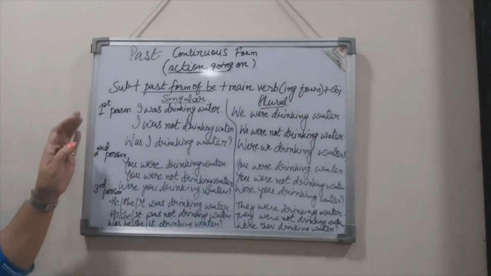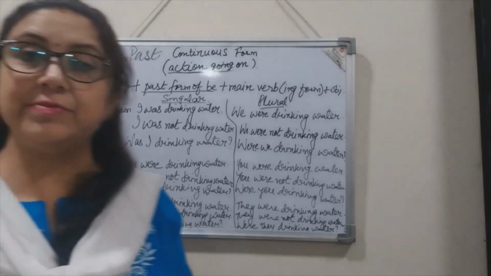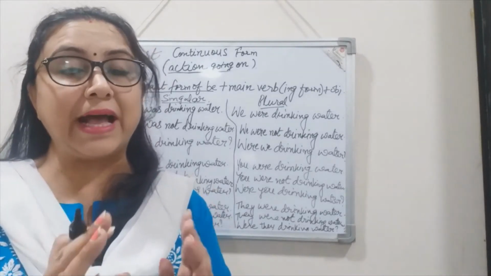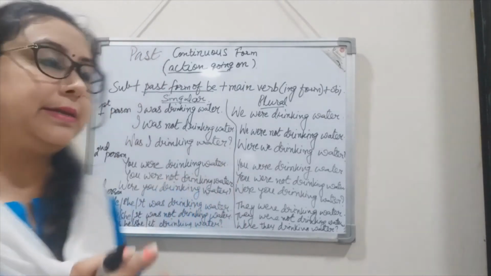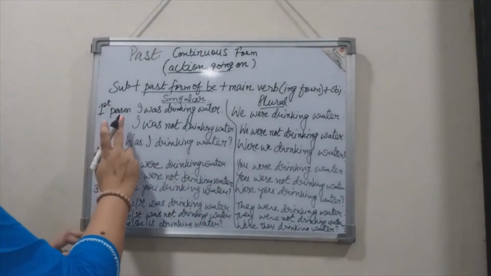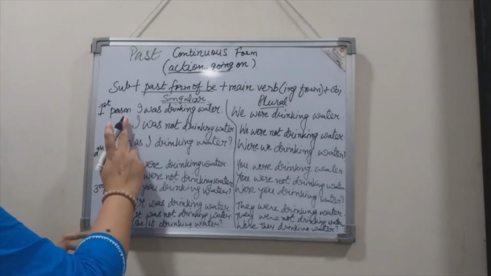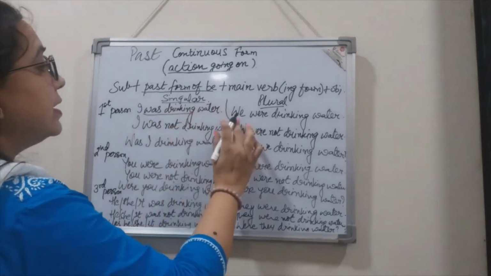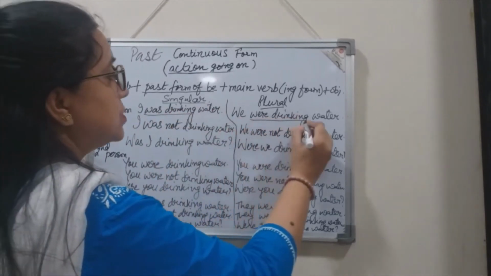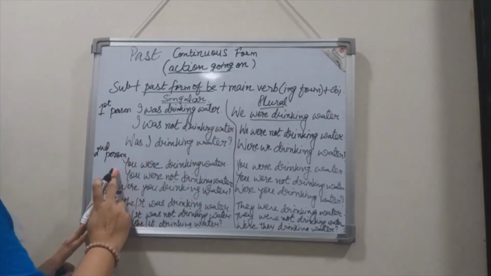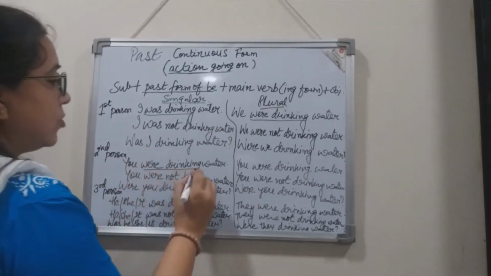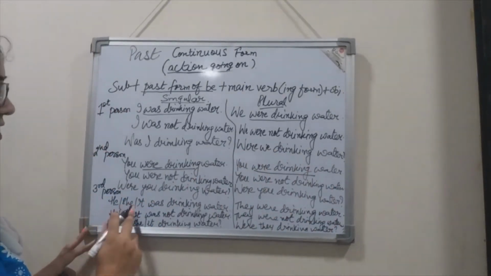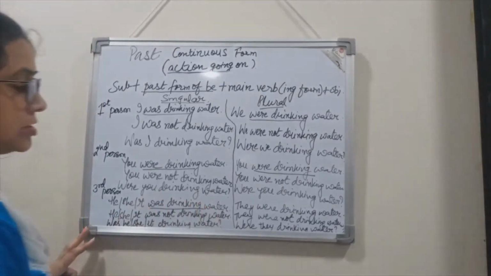Now let us again go through the sentences, the affirmative form, the negative form and the interrogative form as per the subject and number. So first, the affirmative form or the positive form. I was drinking water. We were drinking water. Then in second person, you were drinking water. You were drinking water in plural number. Third person, he, she, it was drinking water.